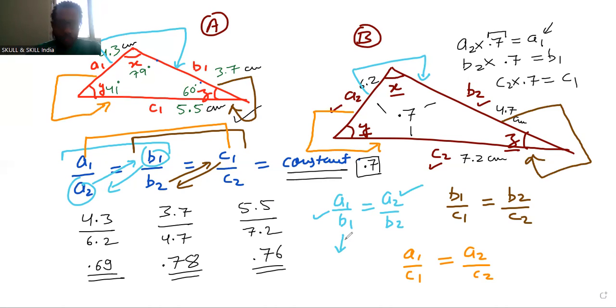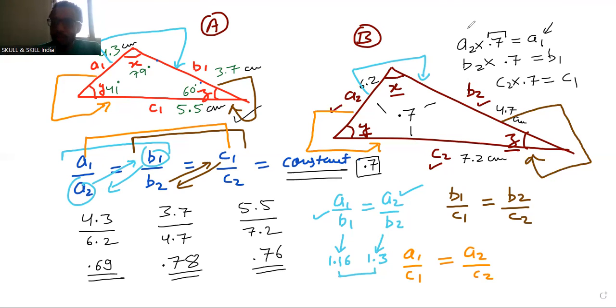A1 upon B1 is 4.3 upon 3.7. It's coming out 1.16. Then let's find out A2 upon B2, which is 6.2 divided by 4.7. I'm just performing a simple division, that's all. That is 1.31. They're going to be equal if you have accurate measurements.